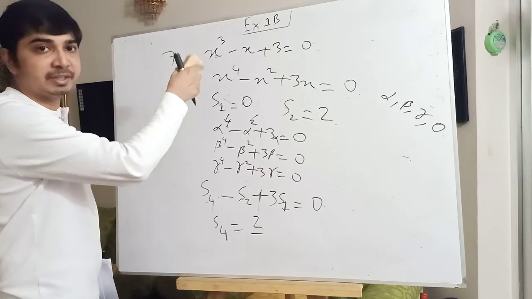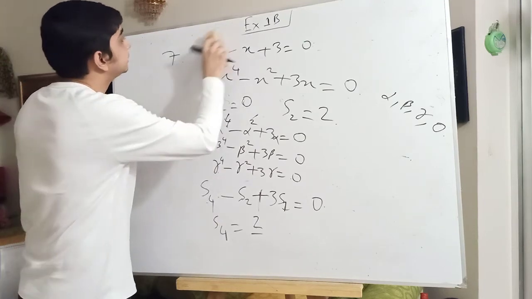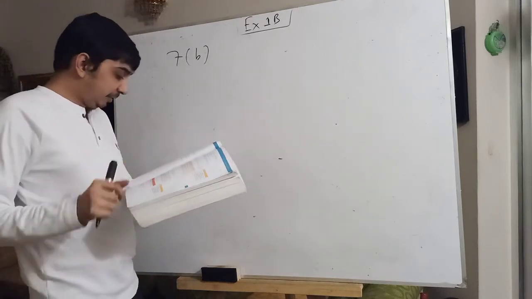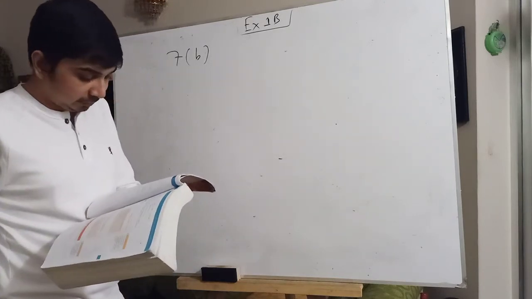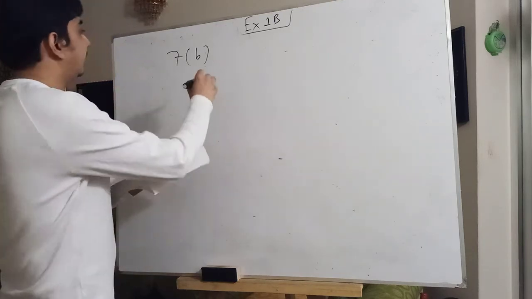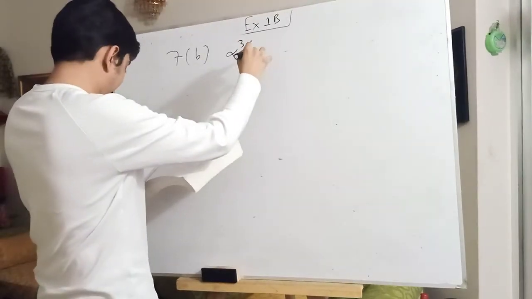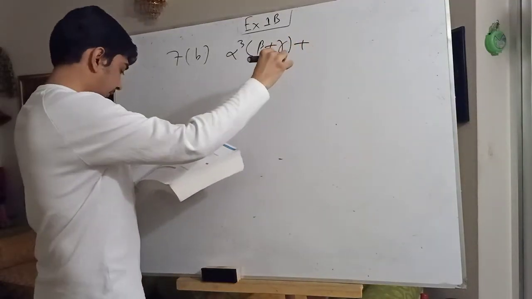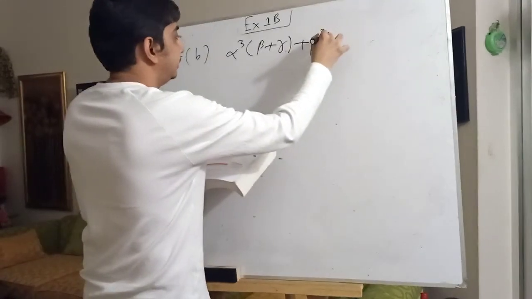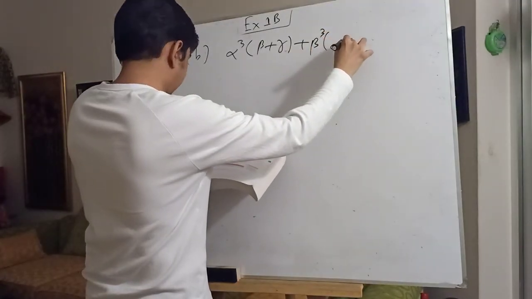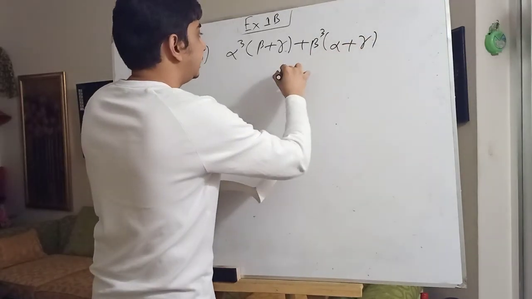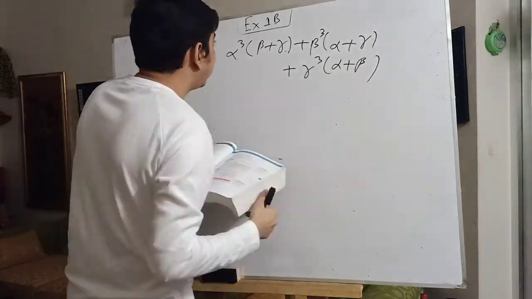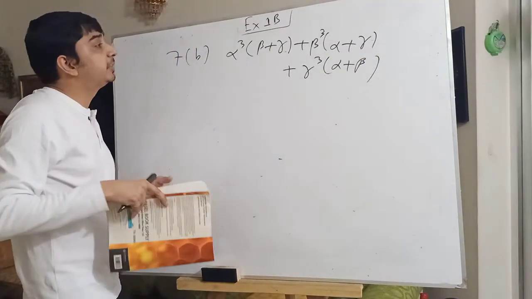So this was number 7a, and now we are going to solve number 7b. They are saying, considering the value of S1 and S4, determine the value of alpha cube into beta plus gamma, plus beta cube into alpha plus gamma, plus gamma cube into alpha plus beta. So you have to evaluate this expression.